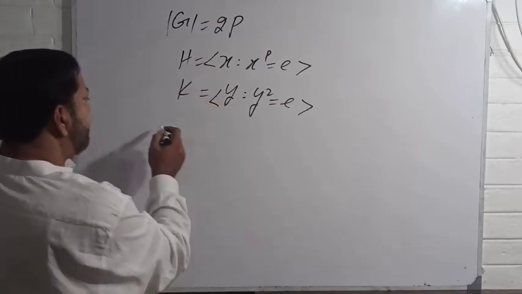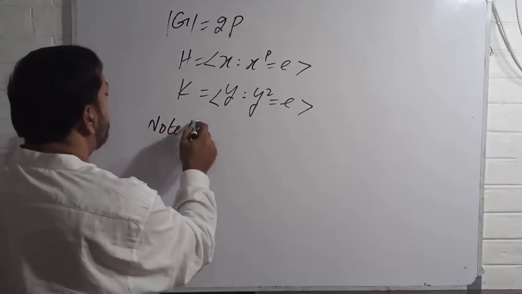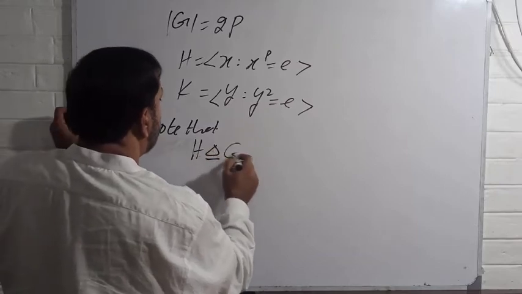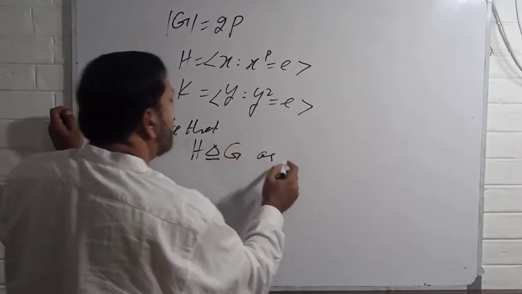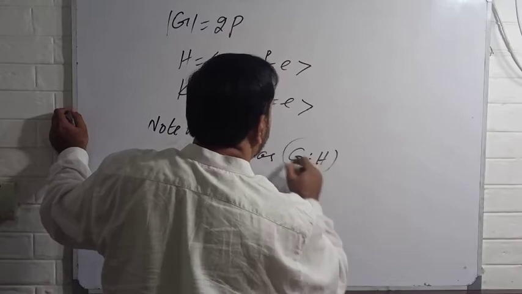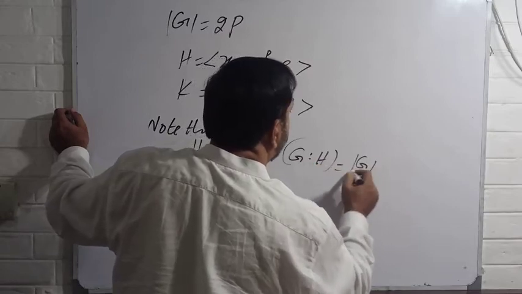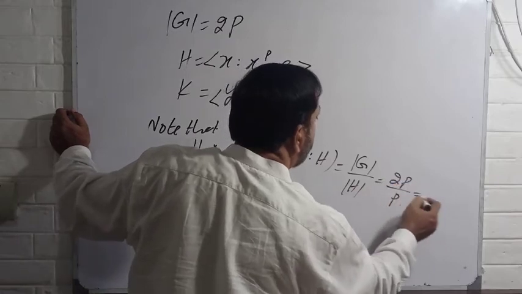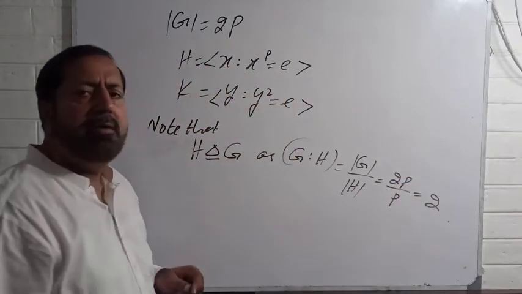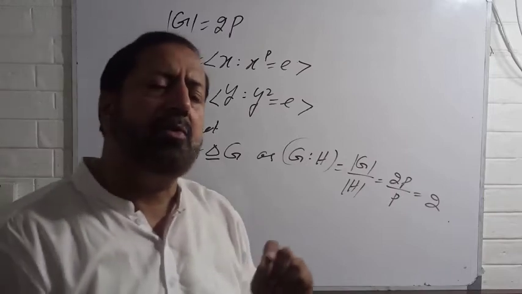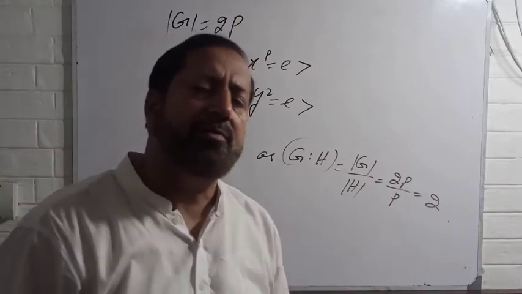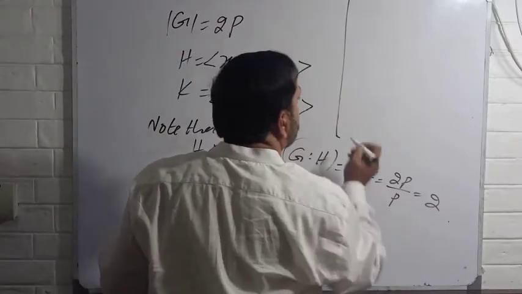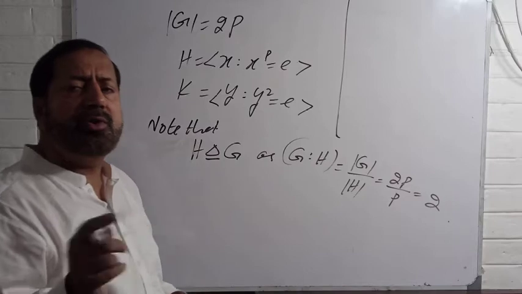So the first one is, note that H is normal in G, as the index of H in G is equal to the order of G divided by the order of H, which is equal to 2p by p, which is 2. And you know that whenever a group has index 2, then it is normal in G. Also, you can prove this using Sylow's third theorem.